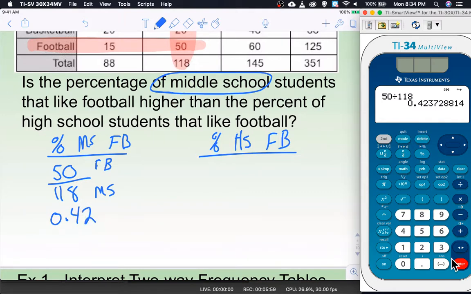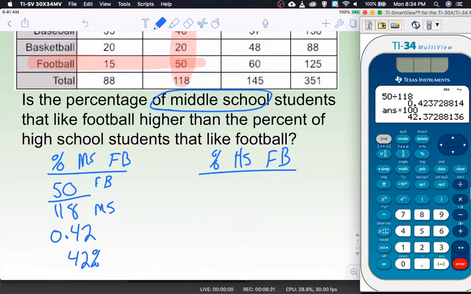0.42, which is 42%. You move the decimal over 2 places, or you can multiply by 100. Both of those are good methods. And we get 42.37 blah blah percent. I just chopped off the decimal part. 42%.